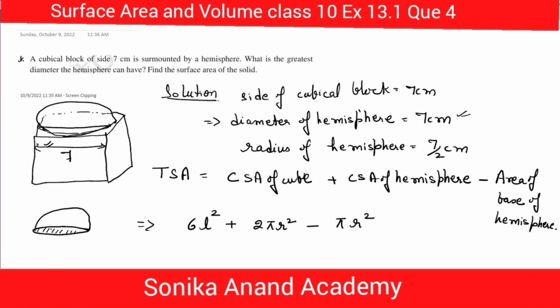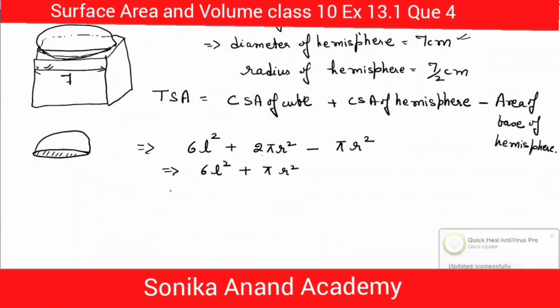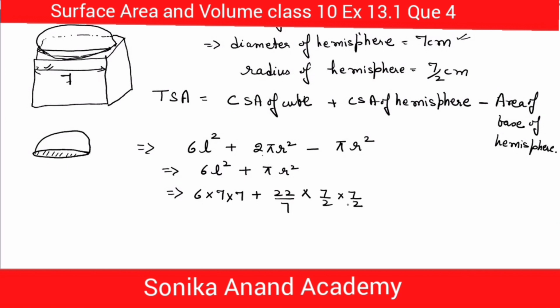Whenever we have to find the area of base, we use the pi r square, that is the area of the circle. Now this formula gets converted as 6L square plus 2 pi r square minus pi r square, that is plus pi r square. Now this is the formula. Now we substitute the different values in order to get the total surface area of this solid. So length of the cube is again 7. 6 into 7 into 7. Pi is 22 by 7. And radius is 7 by 2. So don't convert it to decimal because it's easy to cut down.